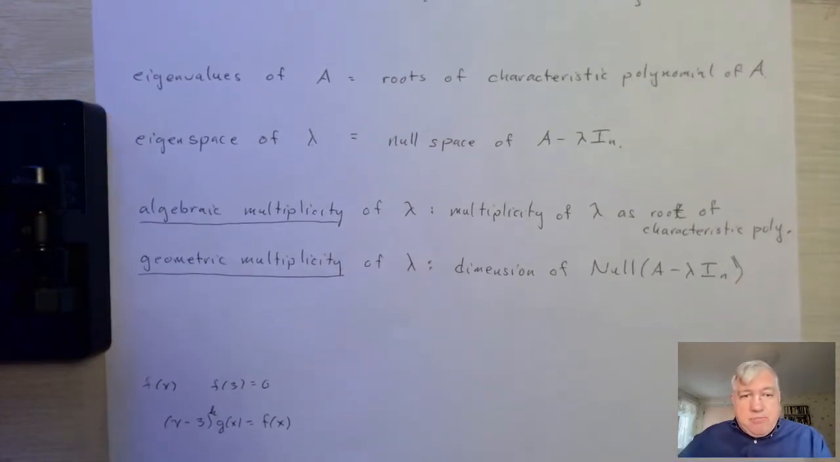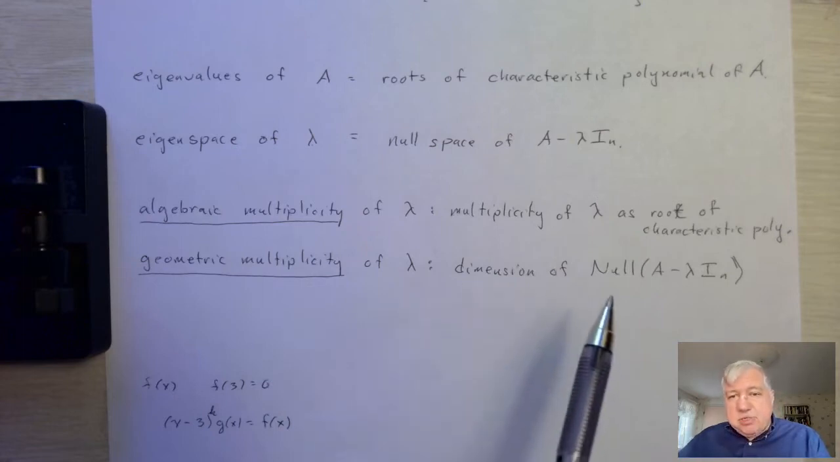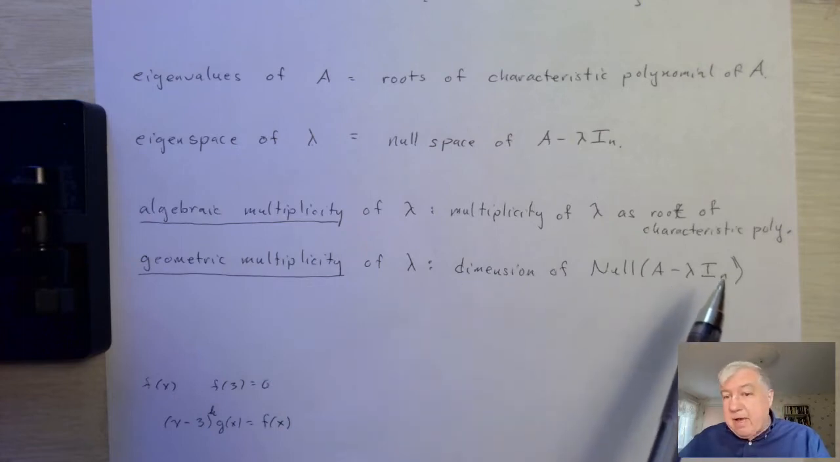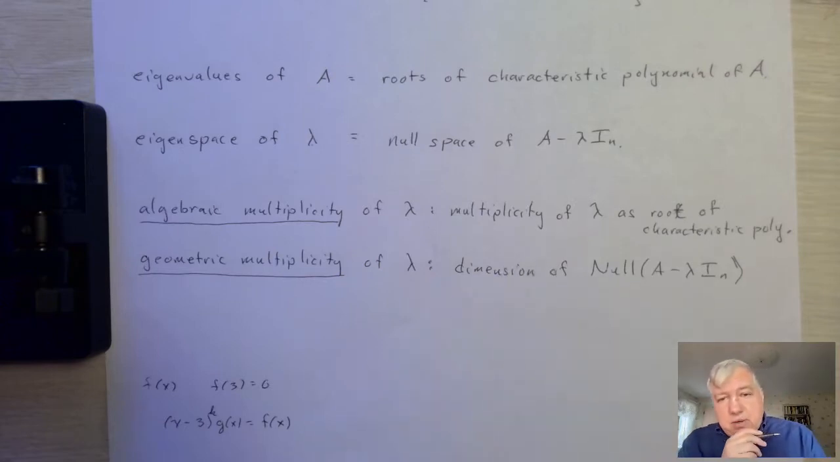And to do that, we need to look at the characteristic polynomial, of course. The geometric multiplicity is the dimension of the null space of A minus lambda I_n. So that's just the dimension of this null space. And we're going to see that the geometric multiplicity is always going to be less than or equal to the algebraic multiplicity. Sometimes they'll be equal, sometimes they won't be. But we'll see way down the road that it's going to be a very nice situation when the algebraic multiplicity and the geometric multiplicity are the same.